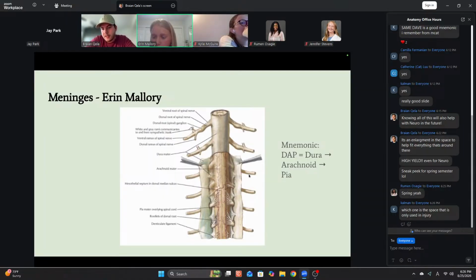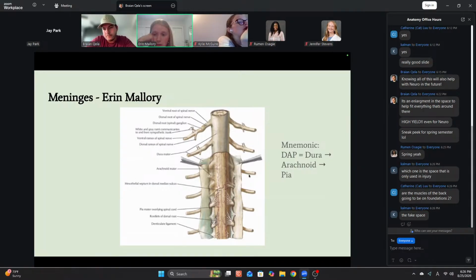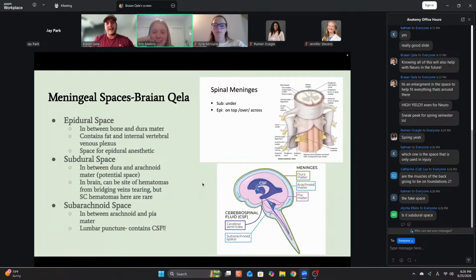Which one is a space that is only used in injury? Do you mean like when they're getting a CSF puncture? The fake space. Are you talking about a subdural? Yeah. So the subdural space, between the dura, he's going to go over that. You normally wouldn't have a big space there unless there's an injury. So he's going to go through that.